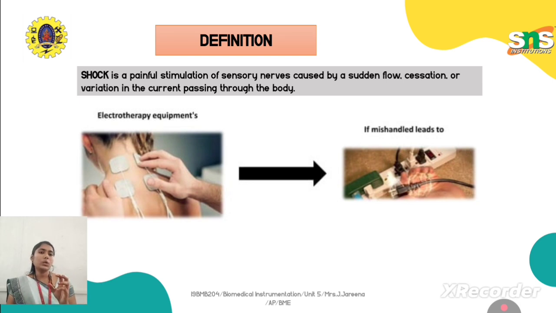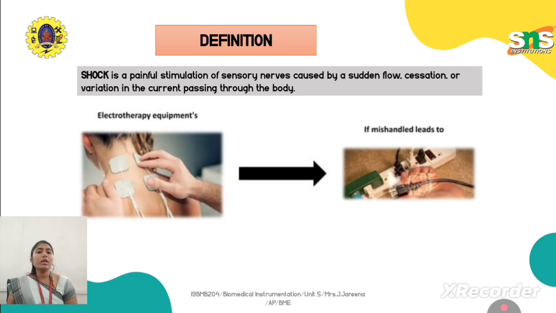The department where shock is highly predominant, that means where the risk of shock is very high, is the physiotherapy department. All over the hospital we use medical electronic devices, but in the physiotherapy department you are using current as one of the sources in order to treat some sort of disorders. So if there is any problem with these electrotherapy or physiotherapy equipments, then obviously there is a high chance for the person to get shock, rather than with equipments used in other departments in the hospital.